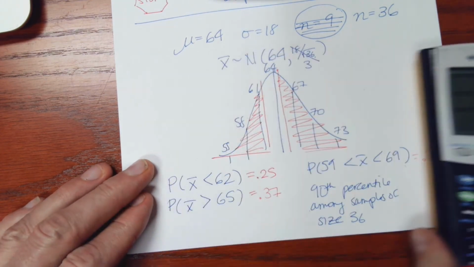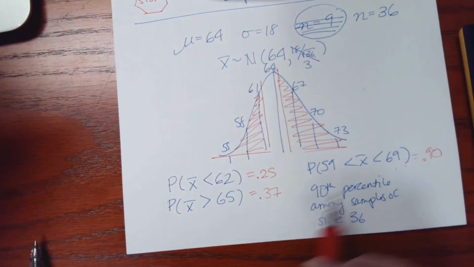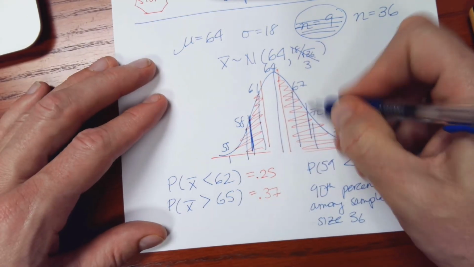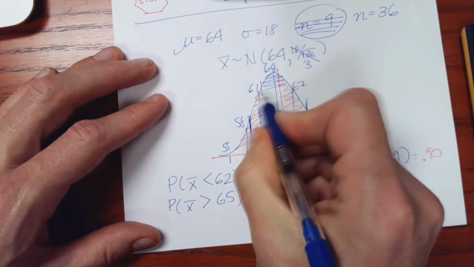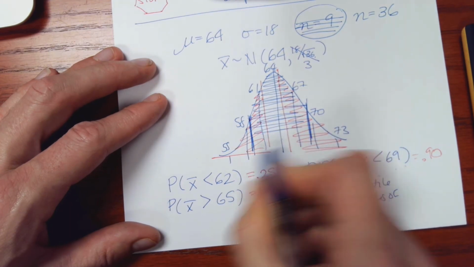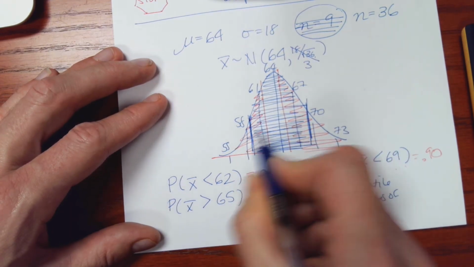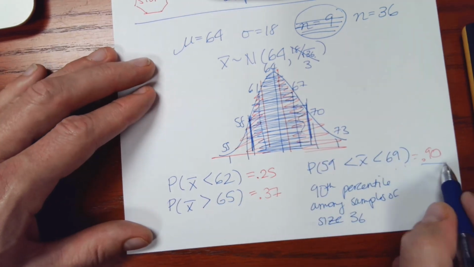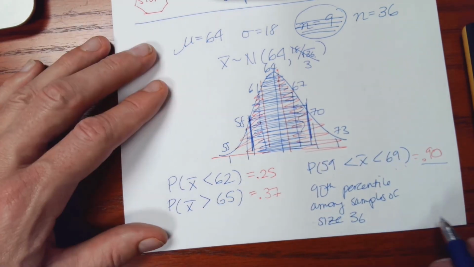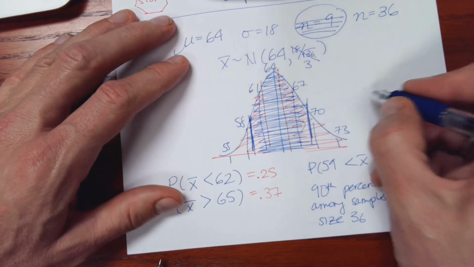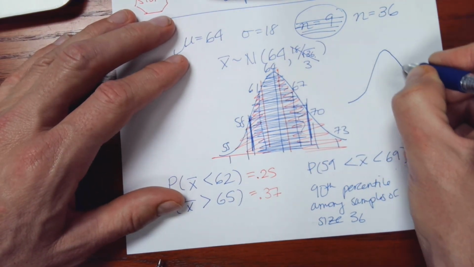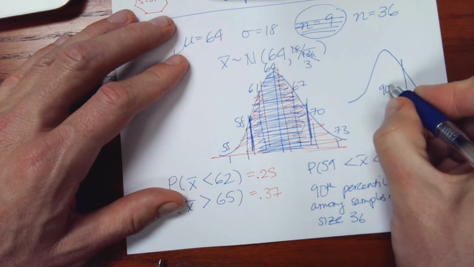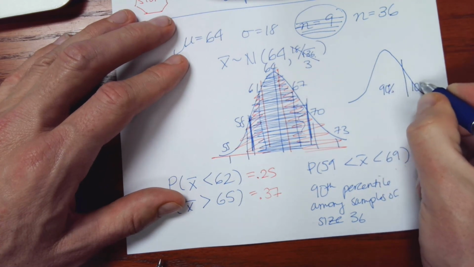And that's 0.90. So between 59 and 69, that'd be all of this in between. It makes sense that that's quite a bit of the area under that curve, so I'm not surprised I'm getting 90%. Now, the 90th percentile, as a reminder, is the cutoff point that separates the bottom 90% from the top 10%.